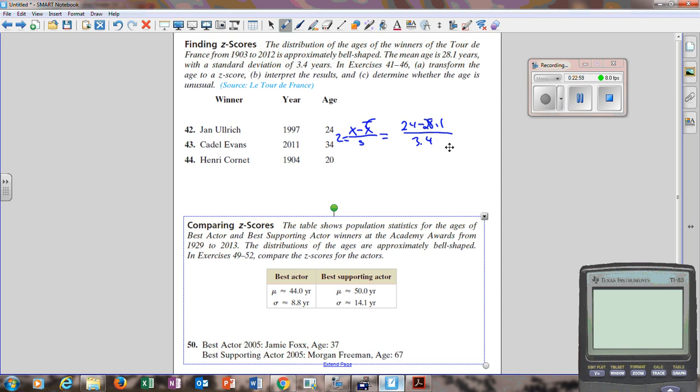You get negative 4.1 divided by 3.4. So your first one is going to be negative 1.2. Just do z equals negative 1.2. And that tells you that it's 1.2 standard deviations below the mean because of the negative. All right, Cadel Evans. Do 34 minus 28.1 divided by 3.4. It's going to give you 1.74. So that's pretty close to 2 standard deviations above the mean.